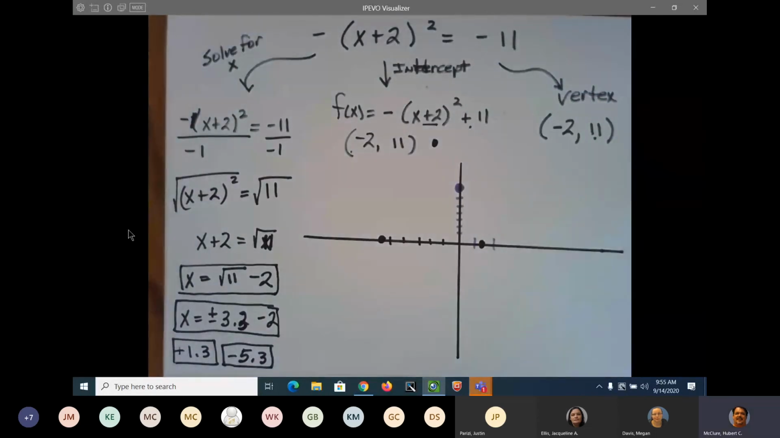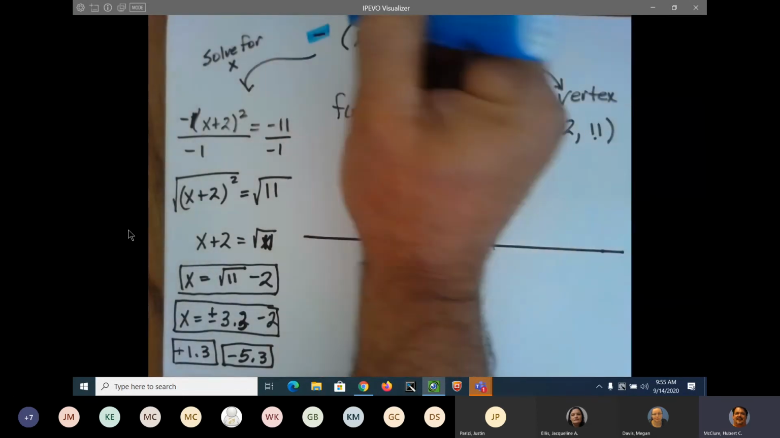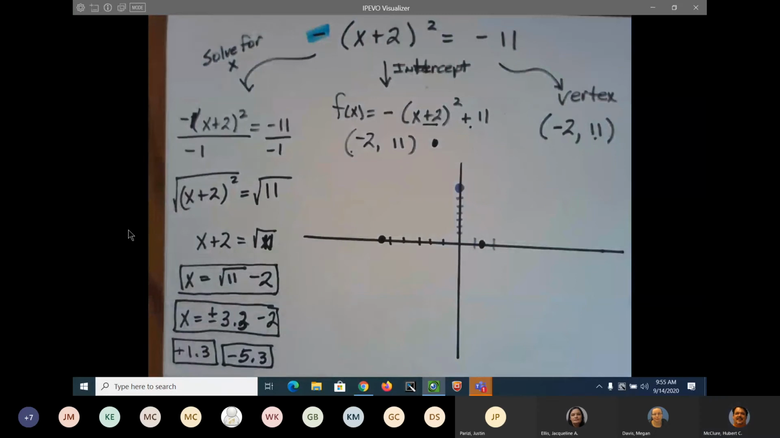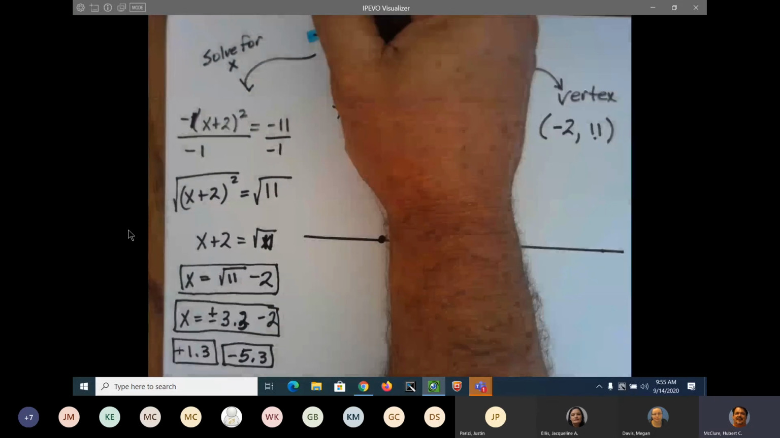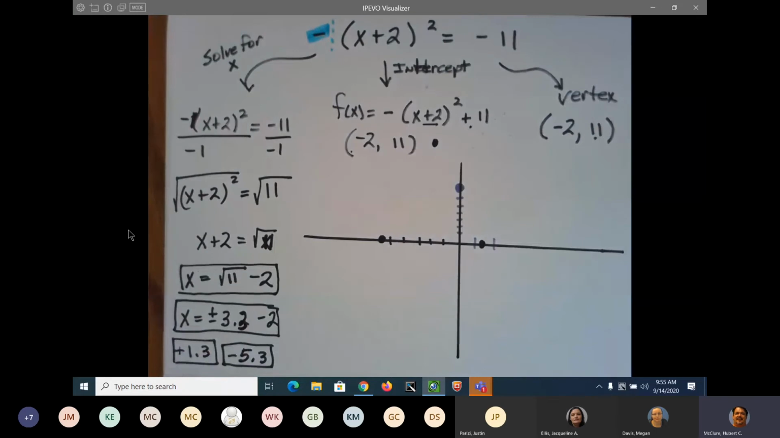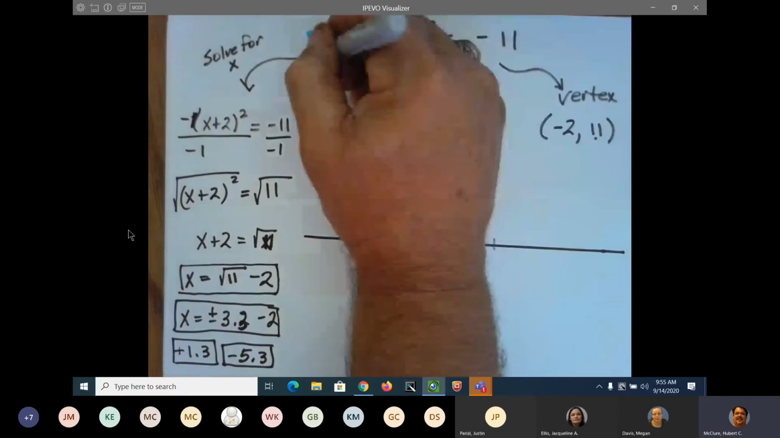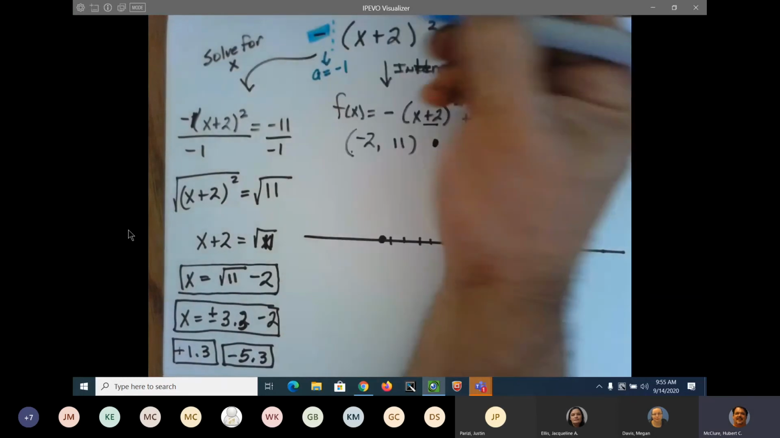Well, is that right? Let's go back to chapter 2 material. What does chapter 2 tell us about this thing right here? Because that is a negative 1. A is equal to negative 1. What does chapter 1 tell us about A equal negative 1? What does that tell us? Somebody tell me.